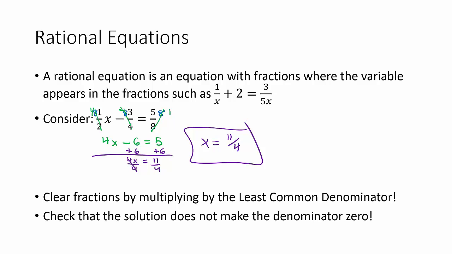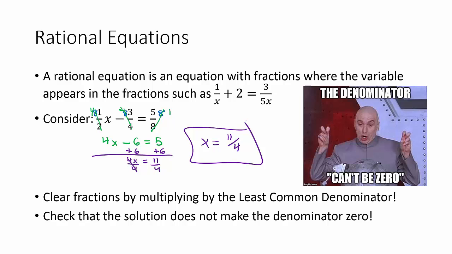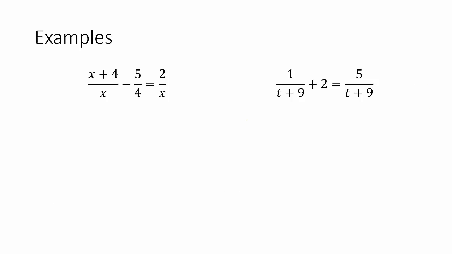We're just going to make sure that we check that our solution does not make the denominator 0. Remember, we cannot divide by 0. The denominator can't be 0. Very, very important. Don't forget to check. The denominator cannot be 0. It won't happen often, but when it does, we need to account for it.